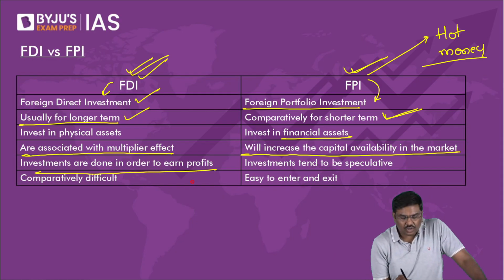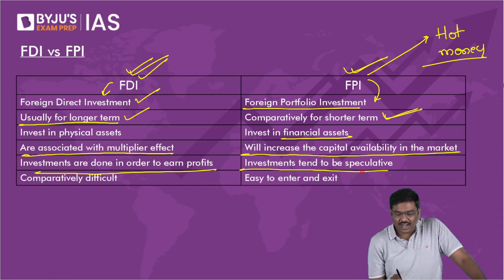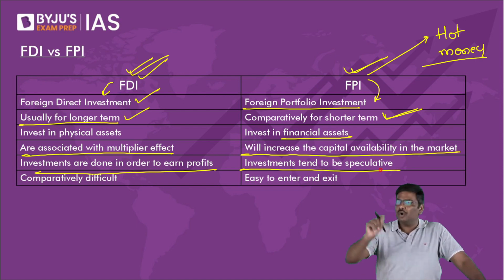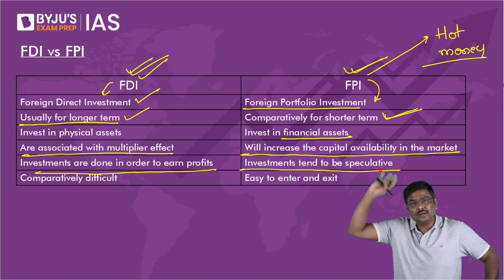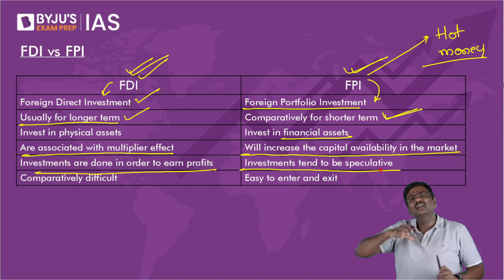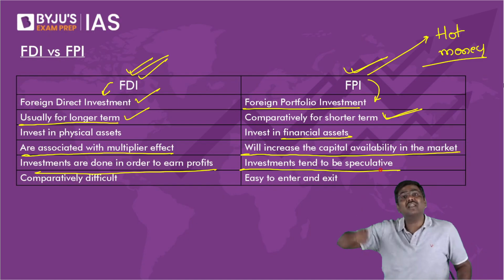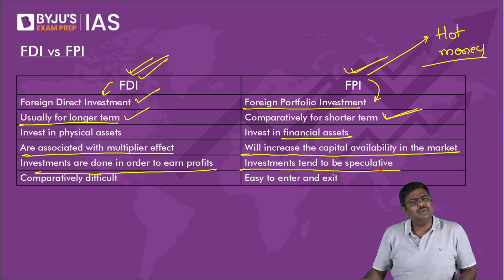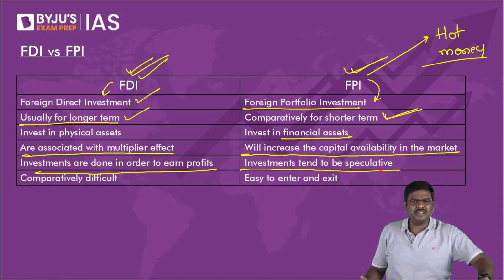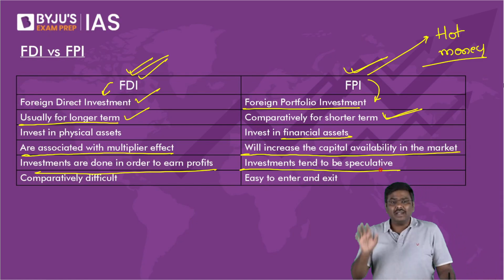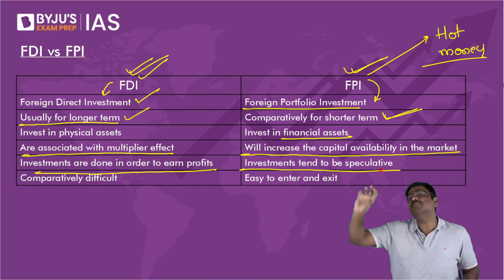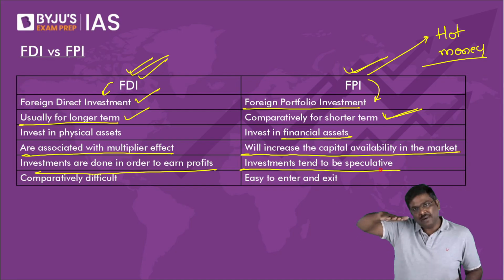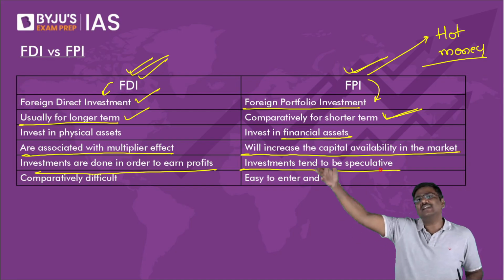Investments are done in order to earn profit. FPI investments are speculative in nature. They want to purchase the shares at a lower price and sell at a higher price. Again, please understand, speculation means movement of the market. Many of you will simply say, sir, FPI, they don't want to earn profit. Of course, they also want to earn profit. But can I simply say they are betting on market behavior? They will purchase at a lower price and sell at a higher price.